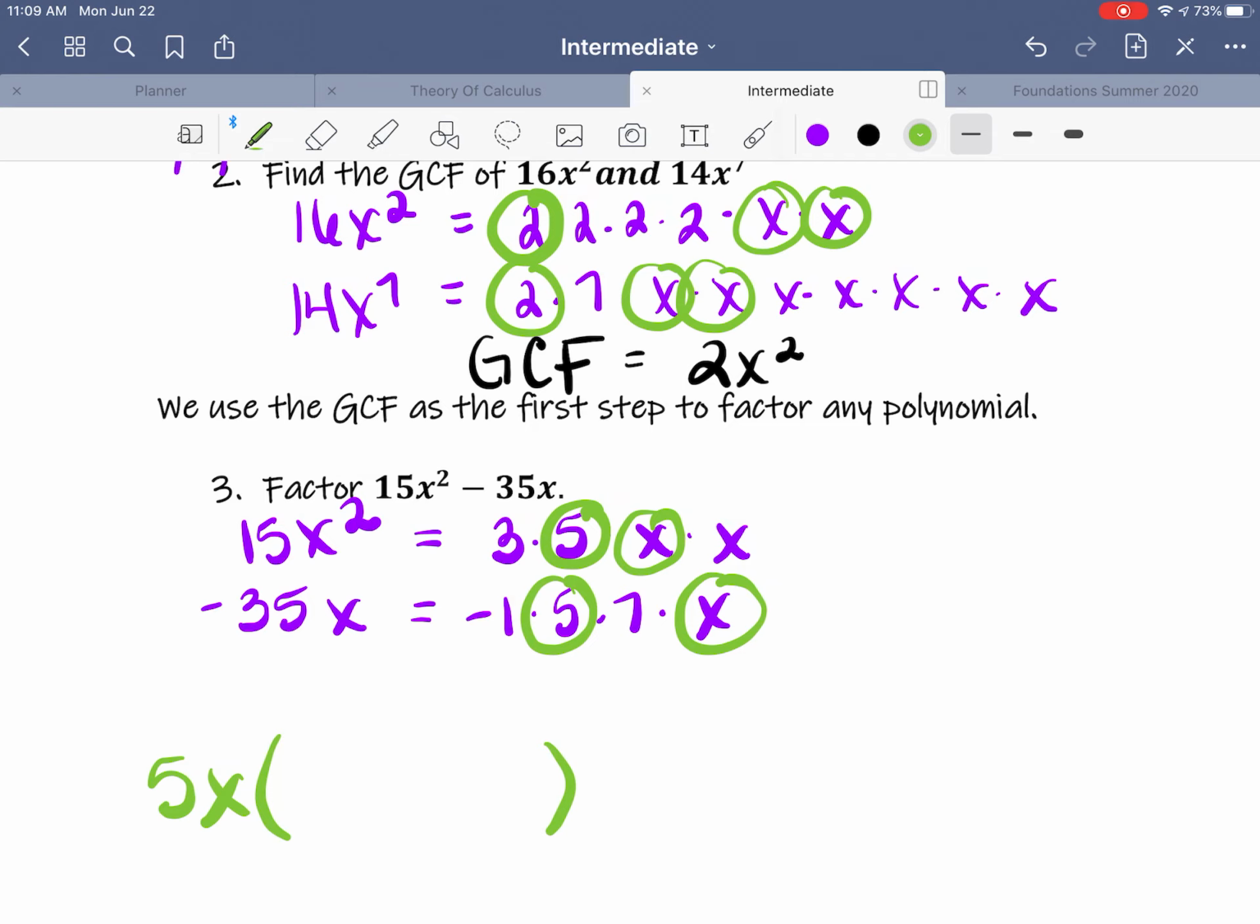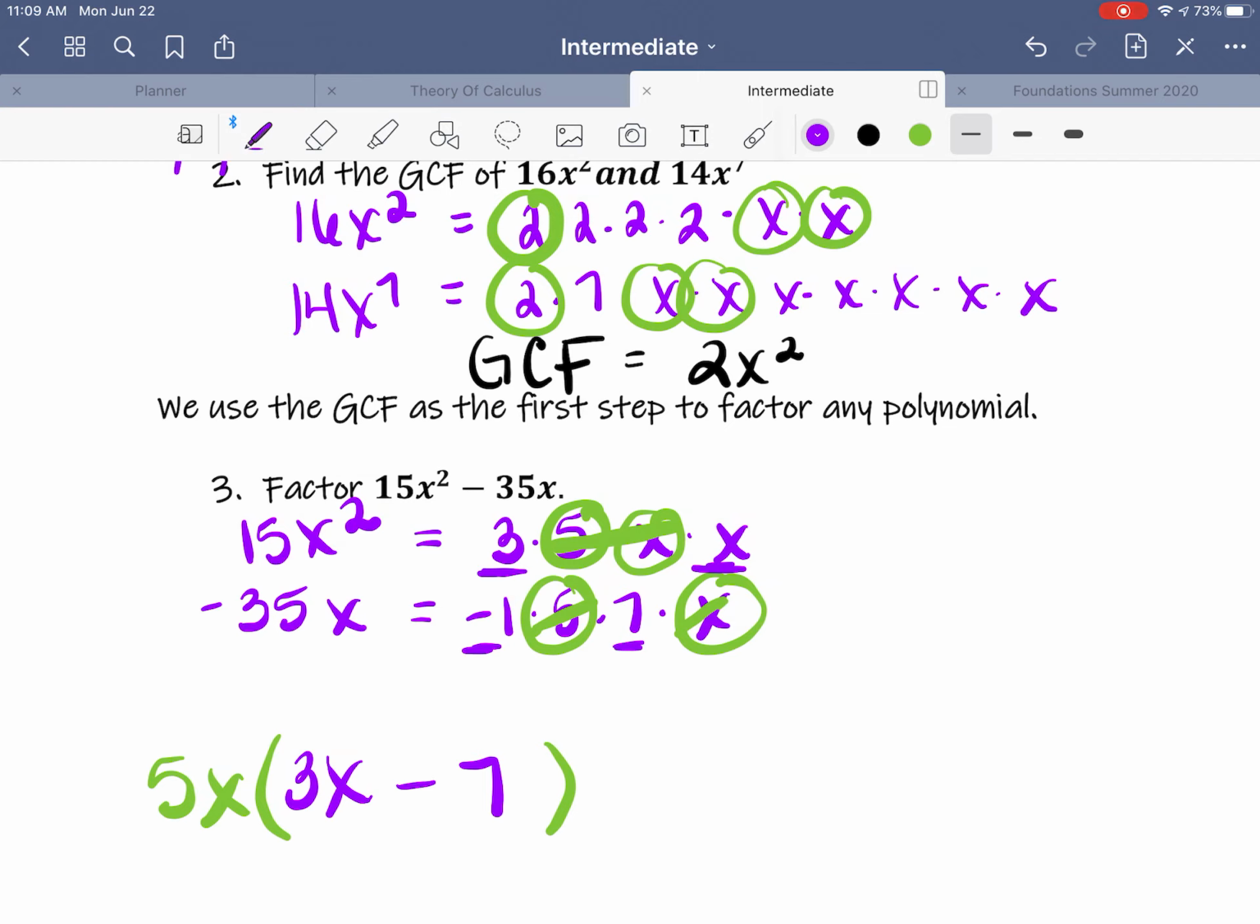So the purpose of these parentheses is that I'm going to write what's left over inside. So what do I mean by what's left over? I've taken out 5x from both terms. So there's stuff left over here that I can't just ignore. When I took 5x out of 15x squared, I'm left with 3x. So I'm going to write that here. And when I took 5x out of negative 35x, I'm left with negative 1 times 7.